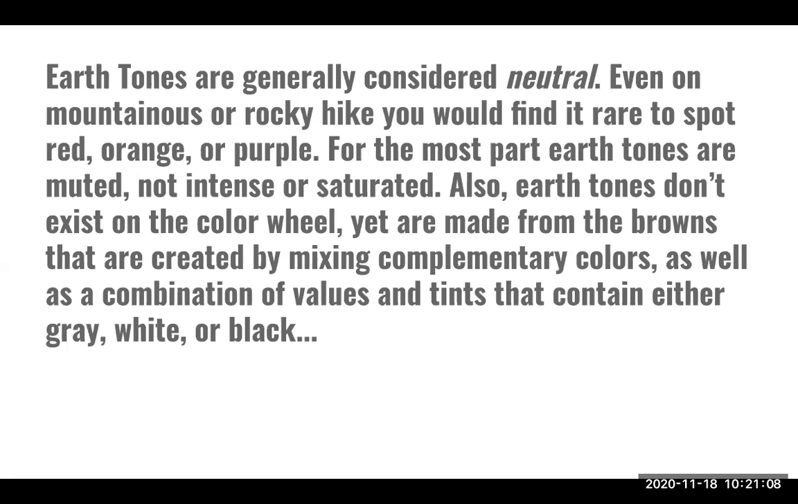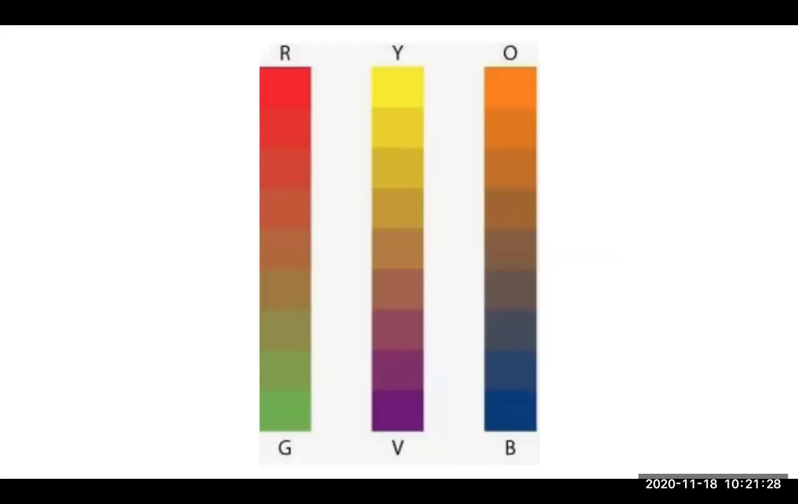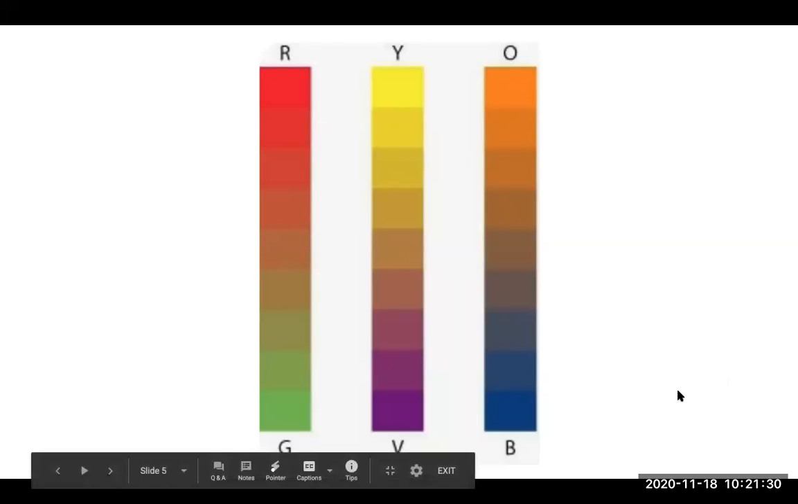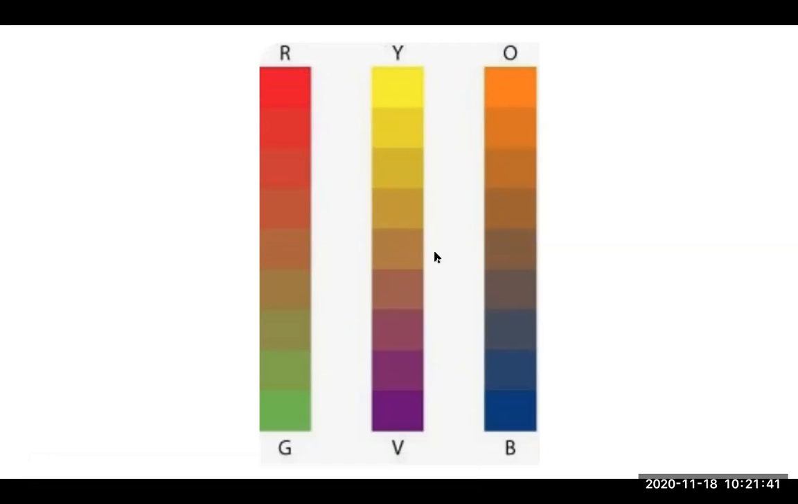Even on a mountainous or rocky hike, you'll find it rare to spot a red, orange, or purple. For the most part, earth tones are muted, not intense or saturated. Also, earth tones don't exist on the color wheel, yet are made from the browns that are created by mixing the complementary colors as well as a combination of values and tints that contain either gray, white, or black. Like I said, you're doing this color swatch, and as you can see, once you start mixing up the complementary colors with one another, you start to get these types of browns. These are rather saturated. So if you added any sort of gray or black or even white to these browns, you could create a more neutral earth tone.